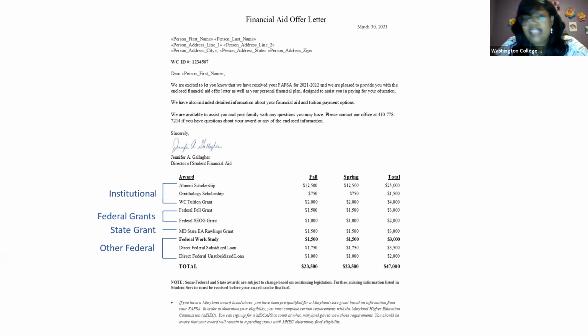All right, state grant. You see it here listed, the Maryland State grant. They receive $1,500 per semester, $3,000 for the year.